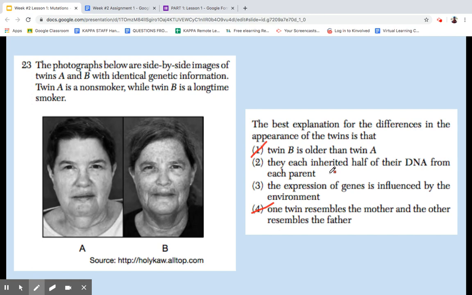They each inherit half of their DNA from each parent, and the expression of genes is influenced by the environment. Because they're identical twins, their DNA is going to be identical to each other. So regardless of getting half from each parent, that doesn't really make a difference in this situation. The expression of genes is influenced by the environment. What is the factor in the environment that's causing them to have a different expression of genes? It's because one was a smoker and one was not, causing the twins to actually look different.